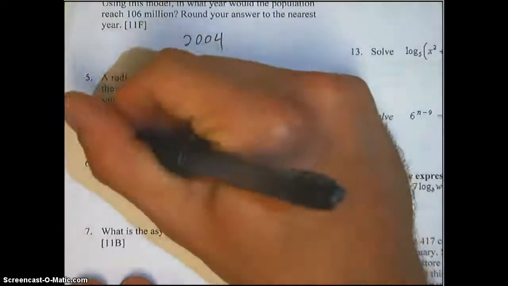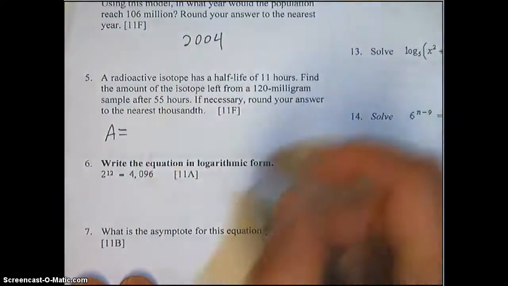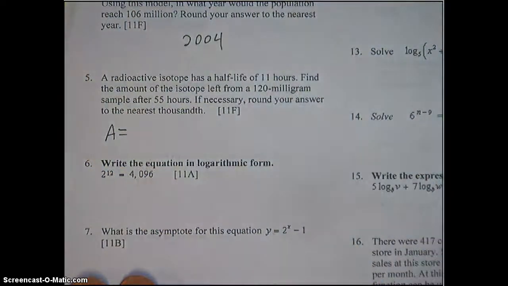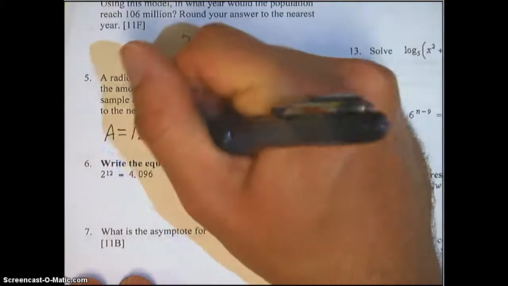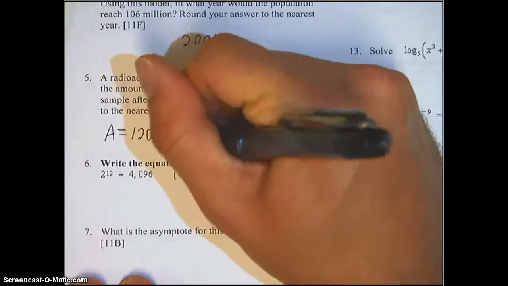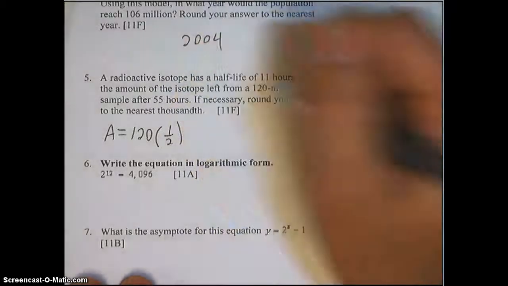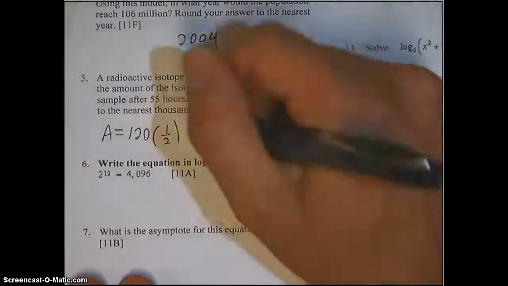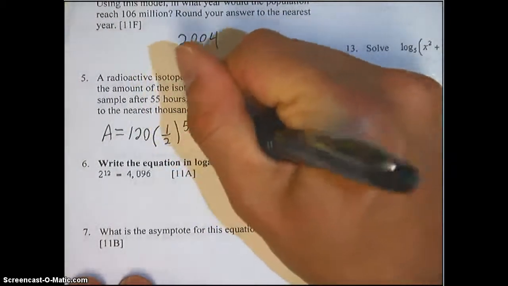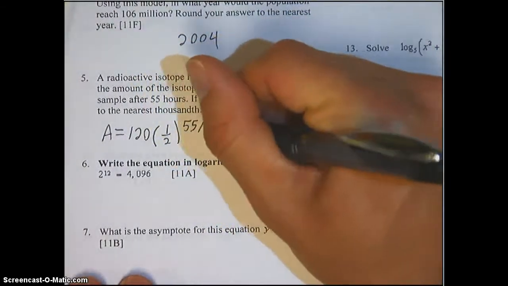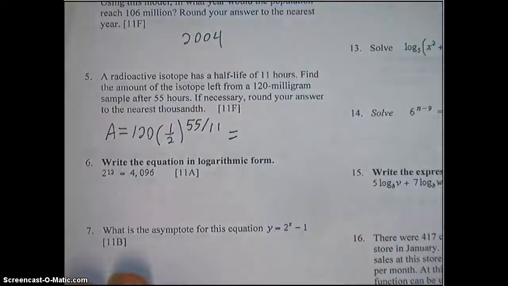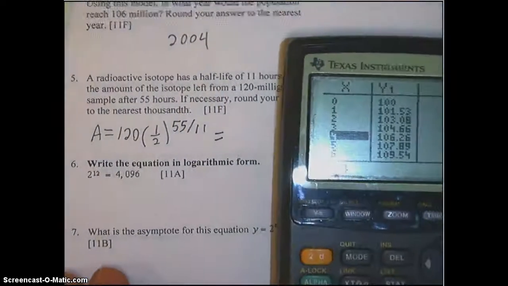So I'm going to have A equals the starting amount, which is 120 milligrams, 1/2 for half-life, and then T for time. The half-life's 11 hours, so we're going to do 55 hours, and we're going to divide that by the half-life of 11. And this is a calculator work question, so let me show you how to type that in your calculator.